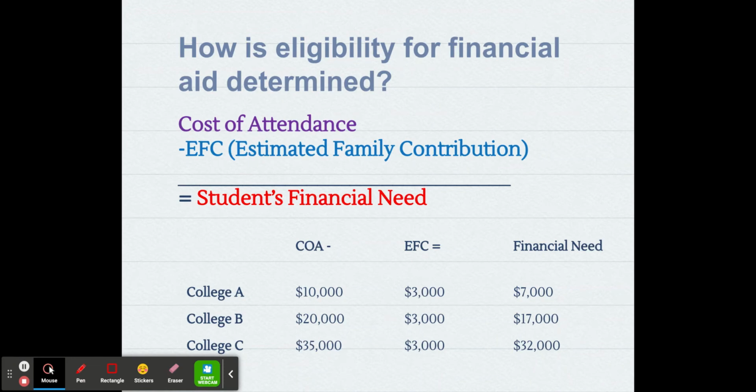So a few examples here. If at college A the cost of attendance is $10,000 and your EFC is $3,000, your financial need is $7,000, right? College B is $20,000, your EFC is $3,000, your financial need ends up being $17,000. College C is $35,000 in cost of attendance. Your EFC is $3,000. Financial need is $32,000. So what you can see from these examples is that your EFC doesn't change. Whatever FAFSA determines is your EFC, that EFC applies to every single university that you would apply to.